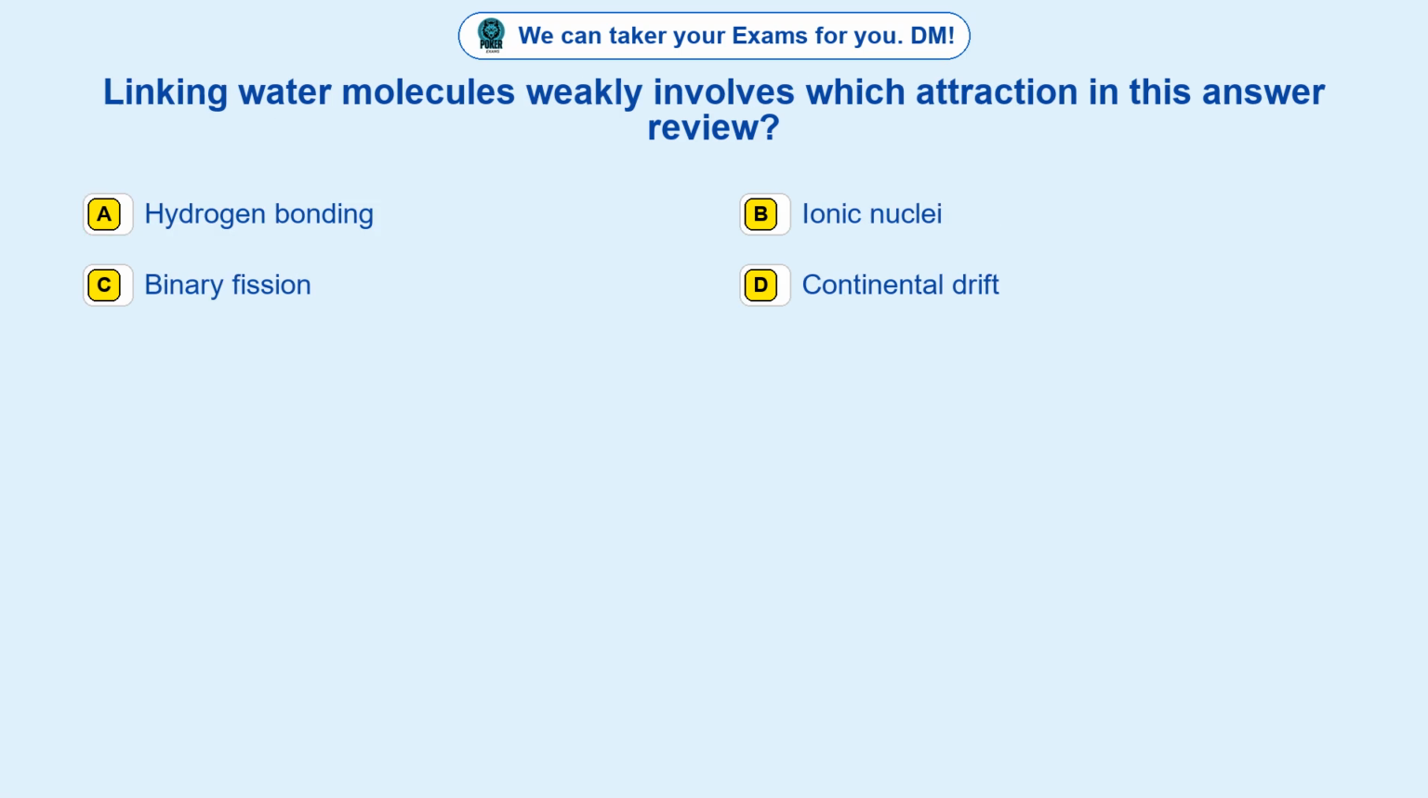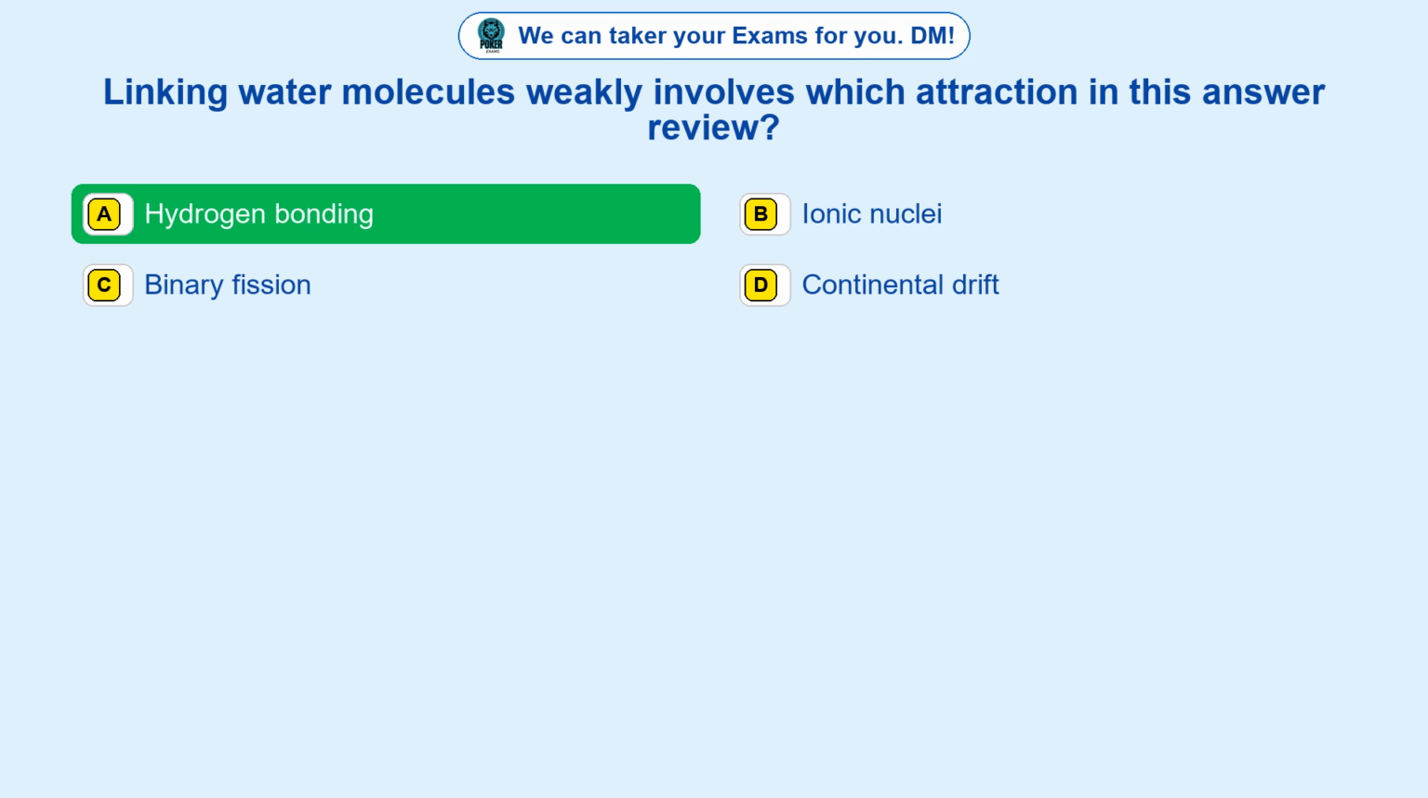Question 51. Linking water molecules weakly involves which attraction in this answer review? Option A, hydrogen bonding. Option B, ionic nuclei. Option C, binary fission. Option D, continental drift. The correct answer is option A.